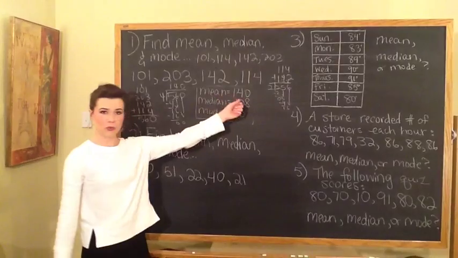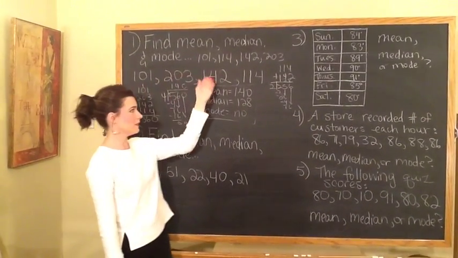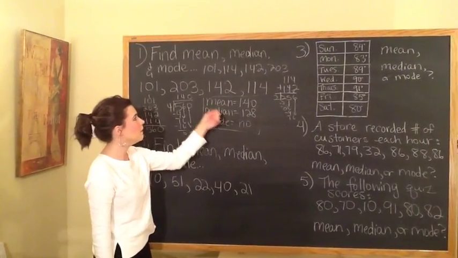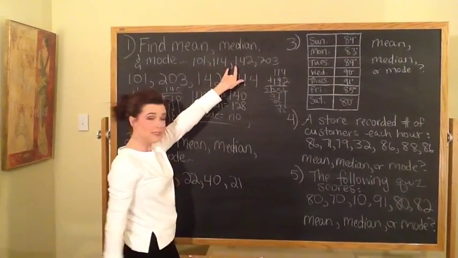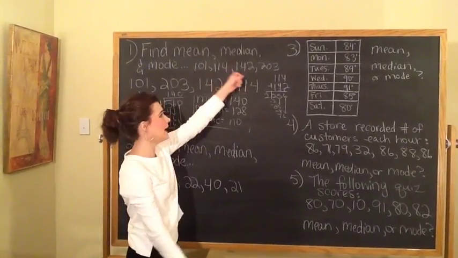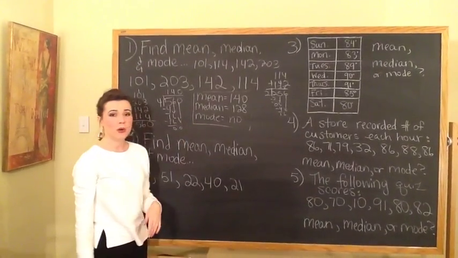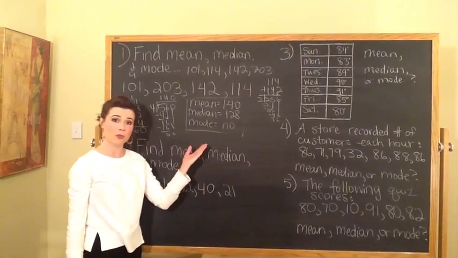The mean was 140. We added them all up, then divided by how many numbers there were. So this one plus this one plus this one plus this one, divided by 4 because there are 4 numbers. Then we found the median by putting them in order from least to greatest, and then we found our way to the middle. And since 2 of them are sharing the middle, we found the average of those two numbers. So we added them, then divided by 2. So there's our median. And then our last one, mode, we looked to see if there were any numbers repeating, and we saw that there are none. So there is no mode.